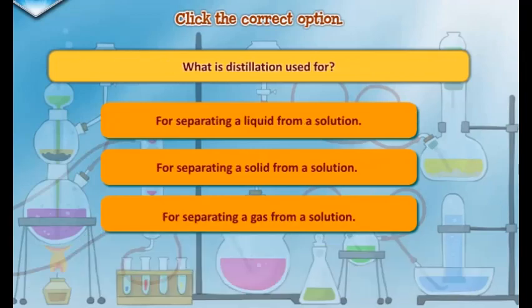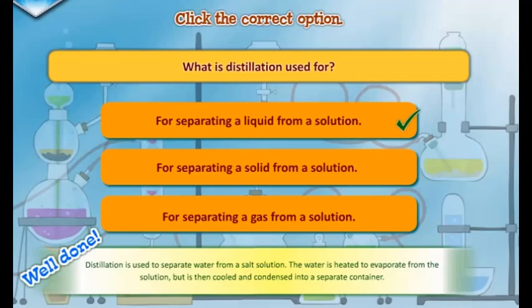Click the correct option. What is distillation used for? Well done. Distillation is used to separate water from a salt solution. The water is heated to evaporate from the solution, but is then cooled and condensed into a separate container.